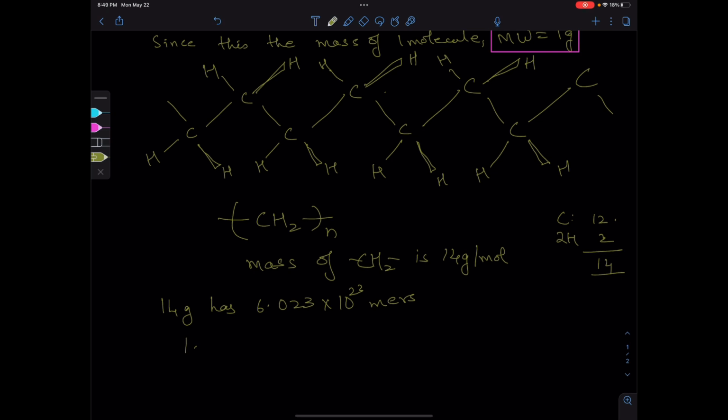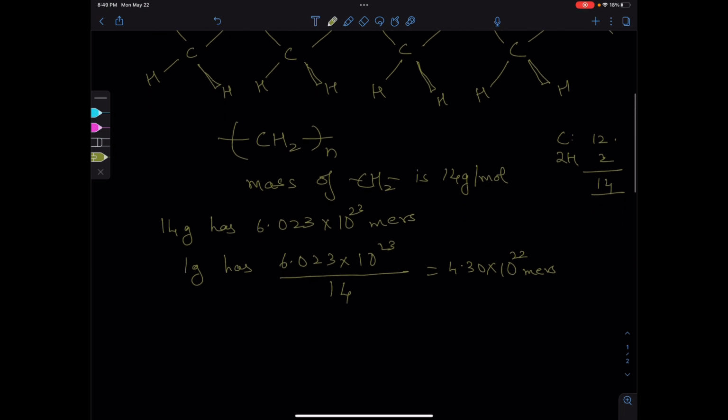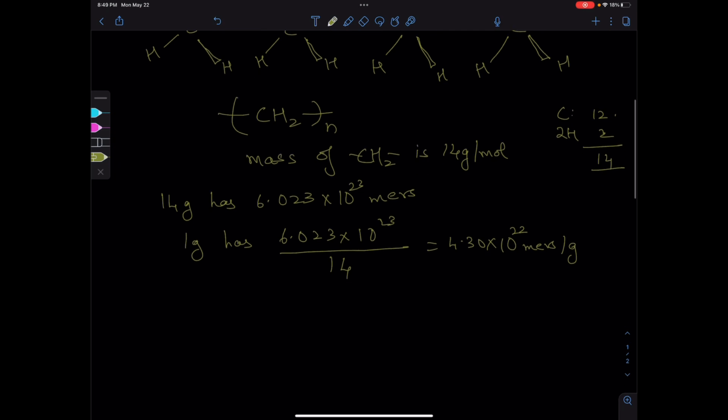So 1 gram will have 6.023 times 10 to the 23 over 14, which is 4.30 times 10 to the 22 mers per gram, and in this case 1 gram is the molecular weight.